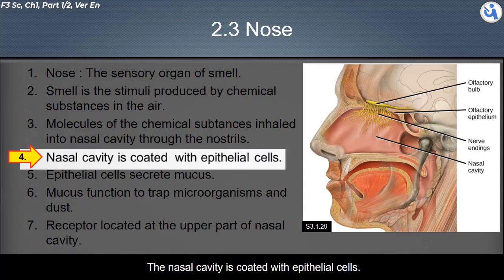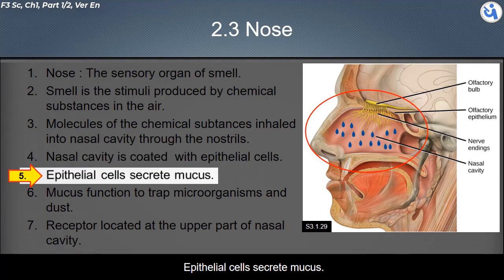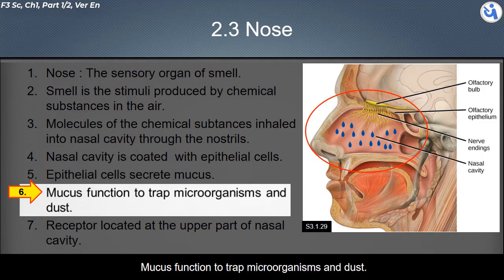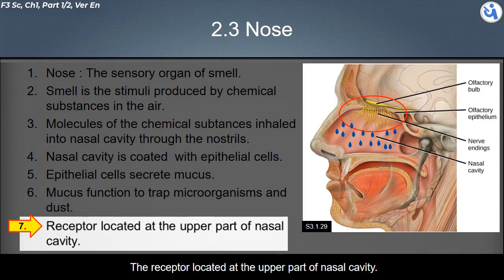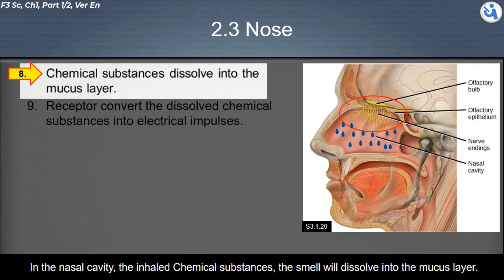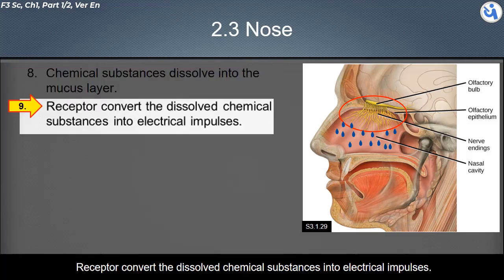The nasal cavity is coated with epithelial cells. Epithelial cells secrete mucus. Mucus functions to trap microorganisms and dust. The receptors are located at the upper part of the nasal cavity. In the nasal cavity, the inhaled chemical substances, the smell, will dissolve into the mucus layer. Receptors convert the dissolved chemical substances into electrical impulses.